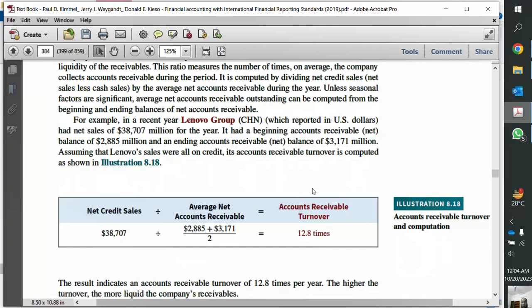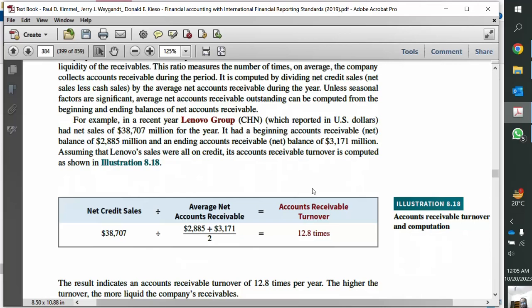So let's say we have sales of 1 million and all the sales are credit sales, right? So net credit sales of 1 million. Net credit sales means sales minus sales returns, etc. And at any given point in time we have receivables of 100,000, right? On average we have receivables of 100,000. It means how many times we have converted these receivables into sales, or in other words, how many times we have collected the money from account receivable.